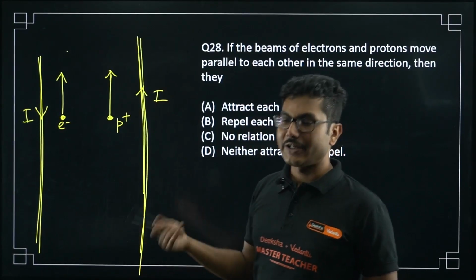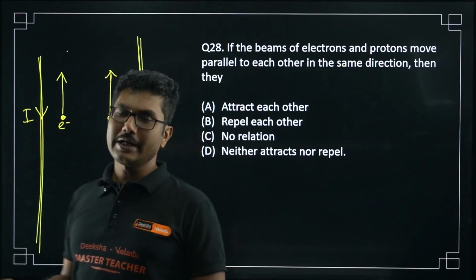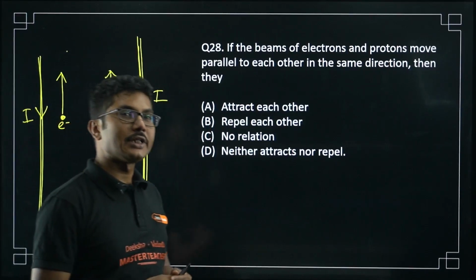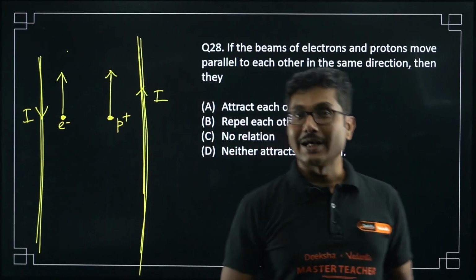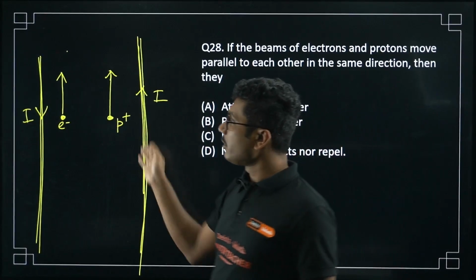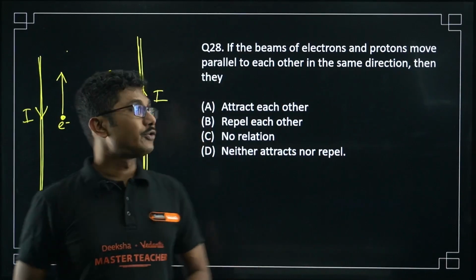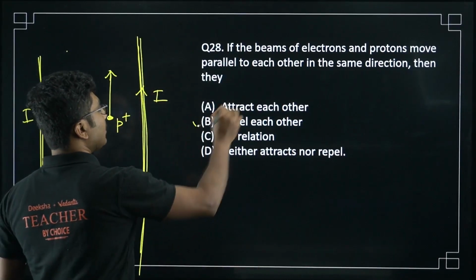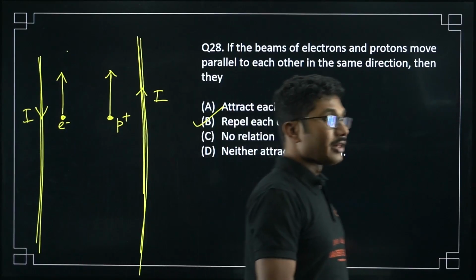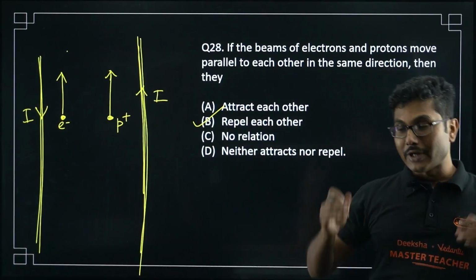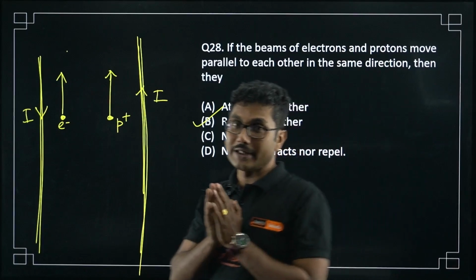Opposite direction currents repel each other, right? Currents in the same direction attract each other. So here, because the current directions are opposite, they will repel each other. So even though they are an electron and a proton, the answer is not so simple. That is why I say think twice before answering.